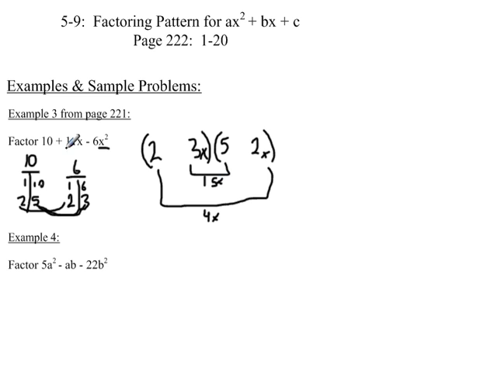Now I'm trying to get to a positive 11 as my goal. So the 15 has to be positive and the 4x has to be minus. So go ahead and enter your signs in and you're at your answer. 2 plus 3x, 5 minus 2x. Example 4, same way.